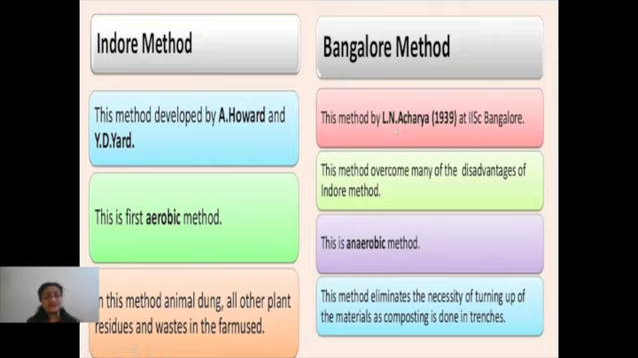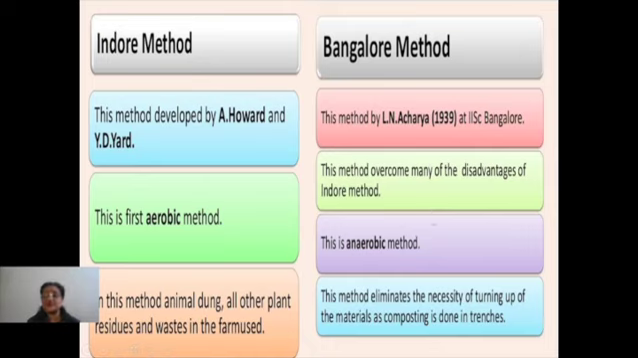And the Bangalore method was first introduced by Acharya. This method overcomes many of the disadvantages seen in the Indore method. In this, machines are used on a large scale, so it is called the mechanical method. But the Indore method is totally manual, so many times it is referred to as the manual method of composting. And the Bangalore method is many times called the mechanical method.